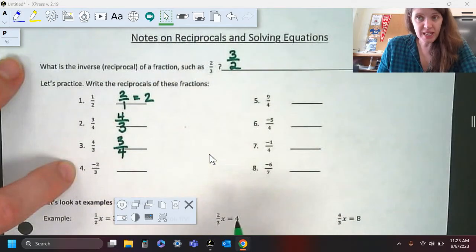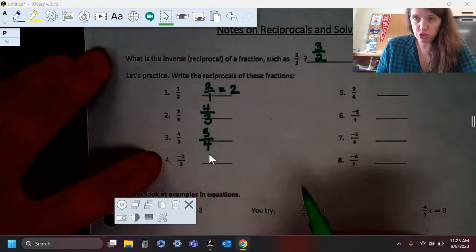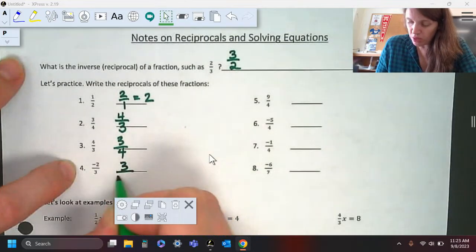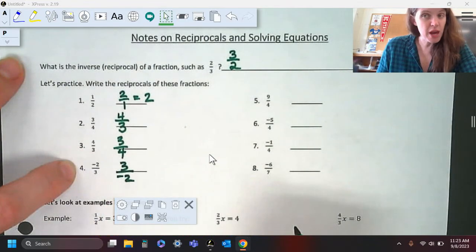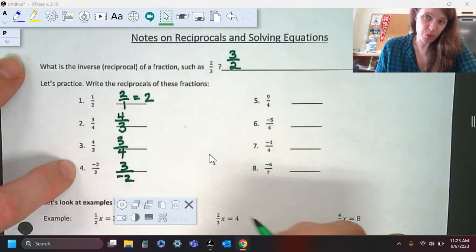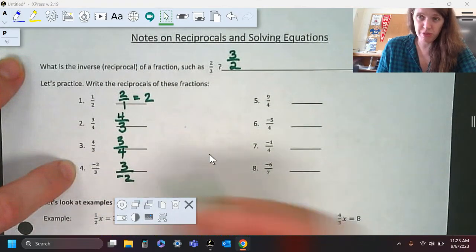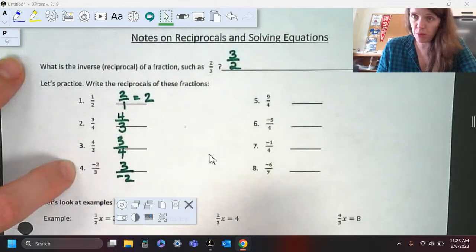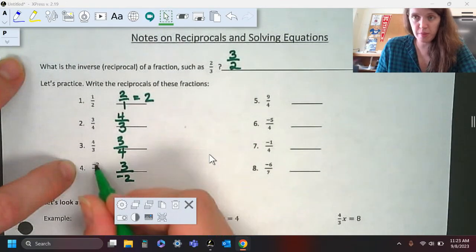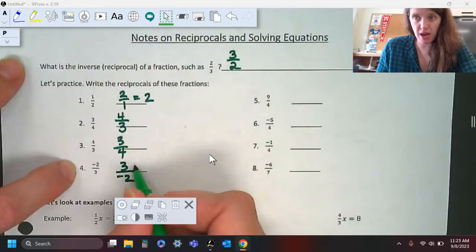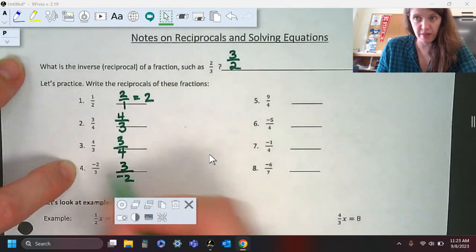When we have a negative, it doesn't change. We have a negative 2 over 3. We can have a 3 over a negative 2. Does it matter if the negative is on top or bottom? Not really, but just for the purposes of keeping things the same, I like to keep it where it is. So if this is a 2 on the bottom and a negative 2, and this is a 3 on the top, that came from the 3 on the bottom.